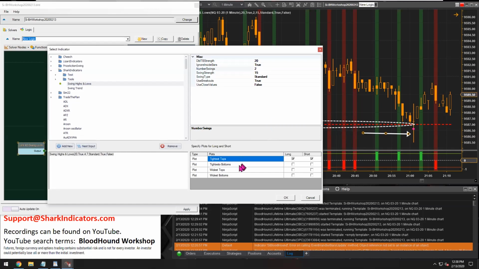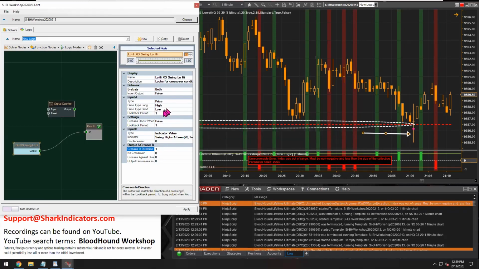And so we're going to be using the widest tops for a long. So the widest tops are going to be our swing highs, and the widest bottoms are going to be our swing lows. So I'm going to use the swing lows. When the low price crosses below the swing low, which is the widest bottoms, that will generate a short signal. And if the high of the bar crosses above the swing high, which is the widest tops, that will generate a long signal. All right, so this crossover solver is all set up.